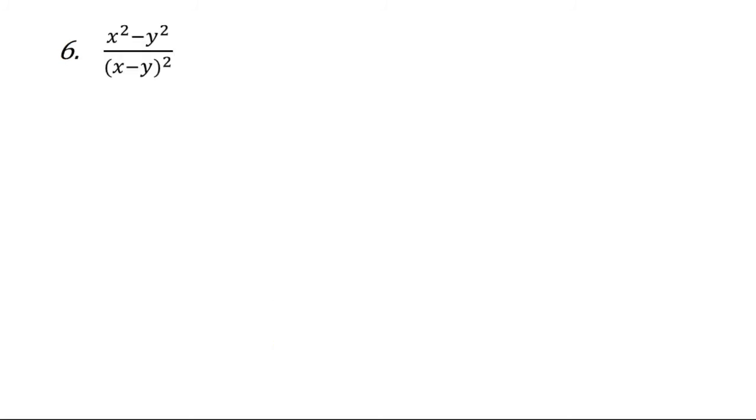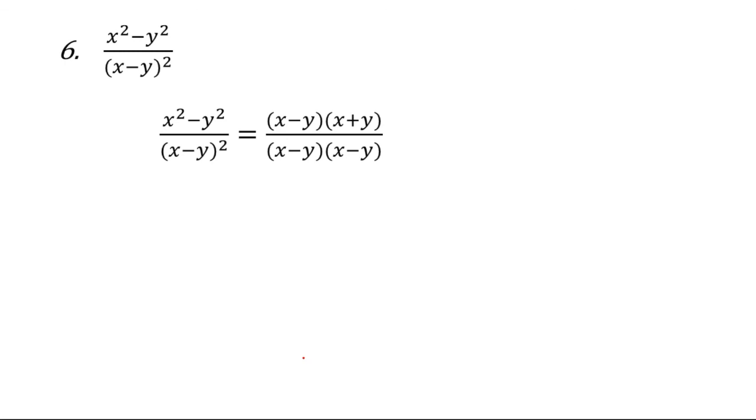Let's take the last example. We have x squared minus y squared all over x minus y all squared. So here you use the principles of difference of two squares. When we watched that video, we saw that x squared minus y squared will give us x minus y in one bracket, x plus y in another bracket.